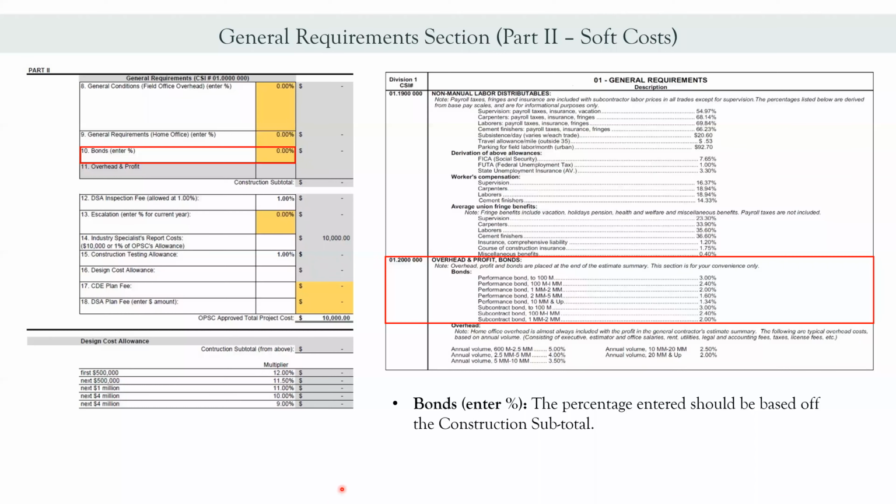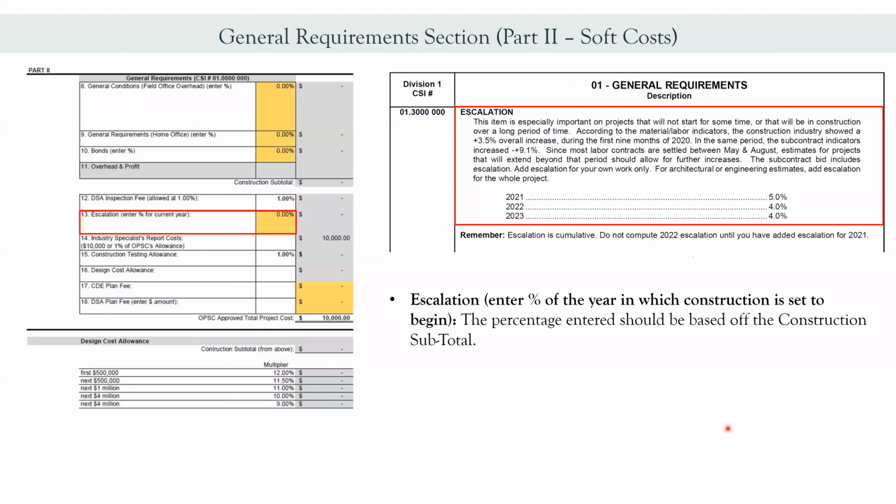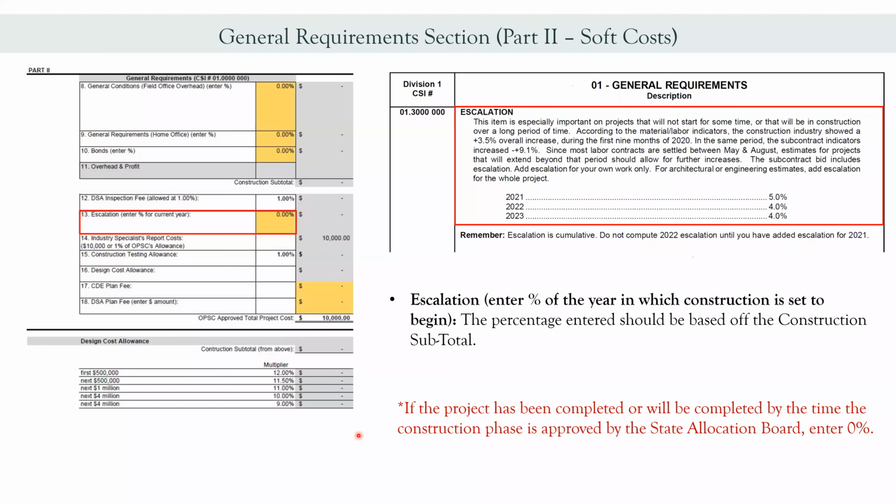For bond, same thing. Go to the CROS number under overhead and profit bonds. The percentage, once again, should be based off the construction subtotal. So based on your subtotal, you select the percentage. Okay, for escalation, same thing. You go to CROS, go under this number on escalation, and the percentage should be based on the construction subtotal, and just enter it. Just keep in mind, if your project is completed, you just enter 0%.